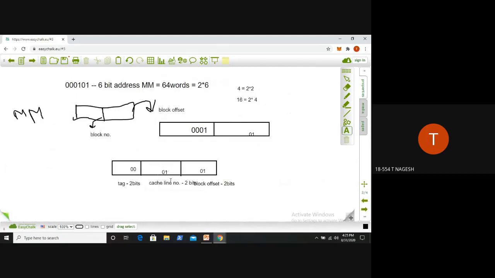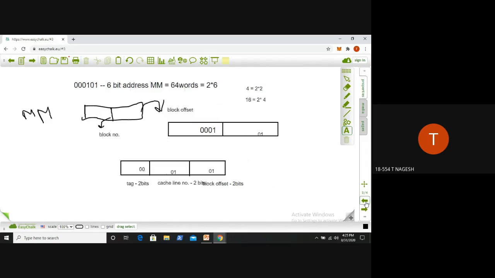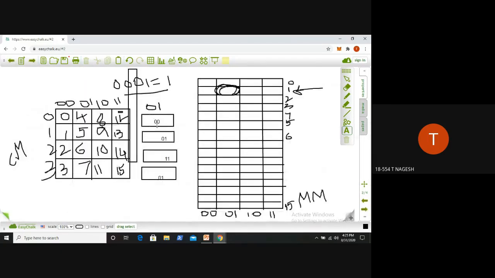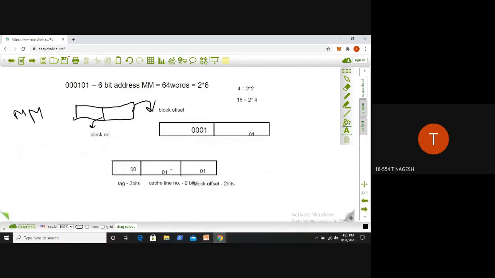Next, if you find out, the cache line number is 01. This plays an important role in the cache mapping technique. Based on the cache line only, you need to check the tag bit. While I said there is a possibility, it is not confirmed whether this is the required line or not. The cache line number I require is 01, which in decimal form represents 1. So that line I want.